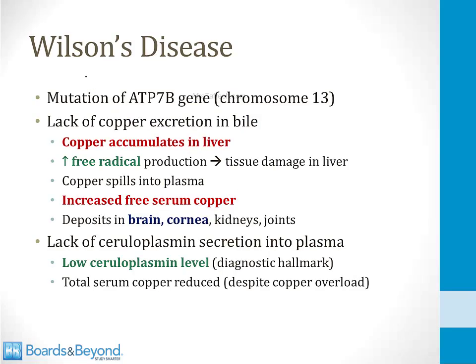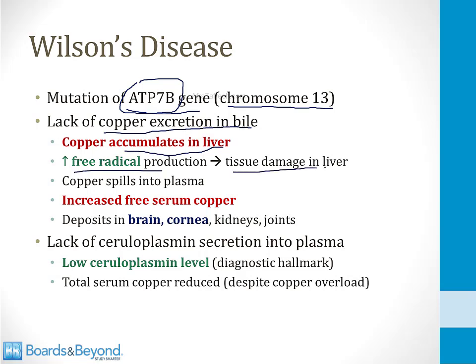So Wilson's disease occurs when patients are born with a mutation of the ATP7B gene, which is found on chromosome 13. If they don't have a functioning ATP7B transport protein inside of their hepatocytes, then they are unable to excrete copper into the bile. This means copper will accumulate in the liver and it can lead to free radical production and tissue damage in the liver. And as we will see, cirrhosis of the liver is a major feature of Wilson's disease.